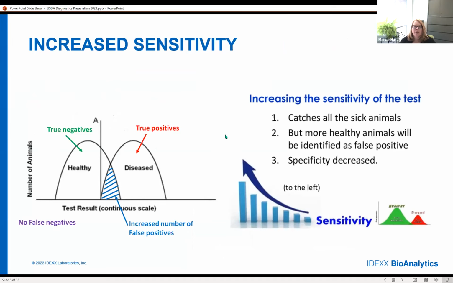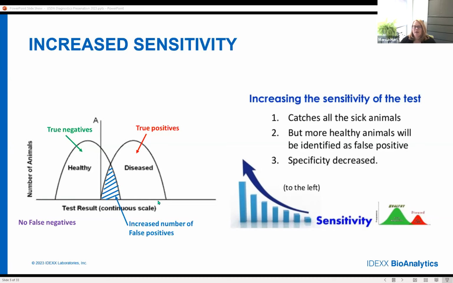For example, if I am looking at an assay that has increased sensitivity, what I see is that if we move our bar here so that we have increased sensitivity, I'm going to capture all of the true positive animals, the truly diseased animals, but I'm also going to capture this gray zone, if you will, where there are animals that should be healthy and animals that are also diseased. So I have an increase in the number of false positives.